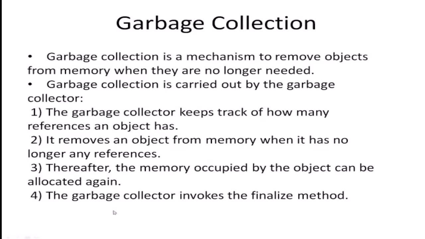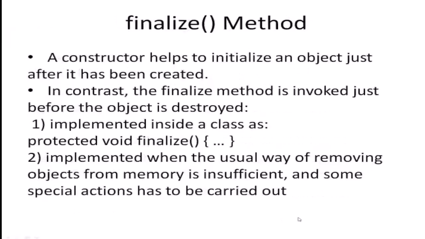The garbage collector invokes the finalize method. So let us see what a finalize method is. A constructor helps to initialize the object just after it has been created. In contrast, the finalize method is invoked before the object is destroyed.